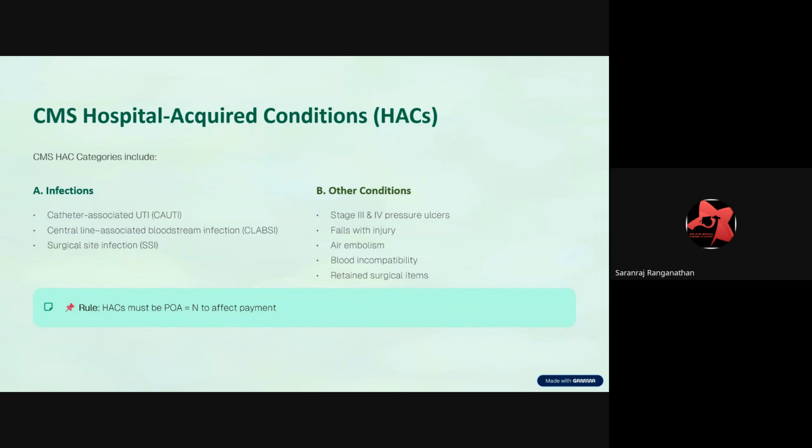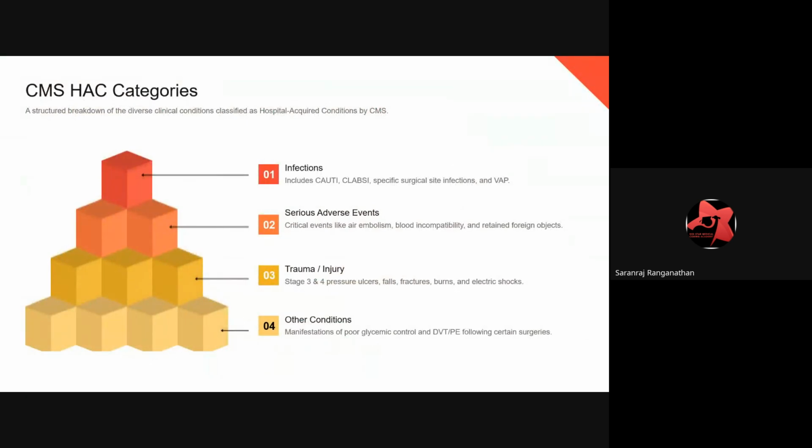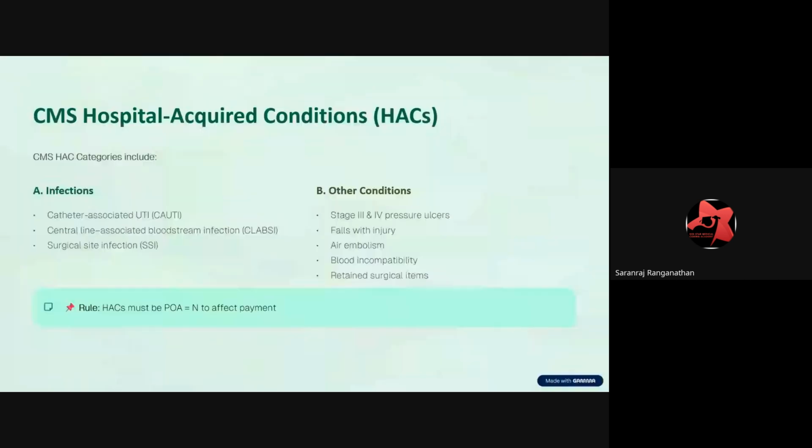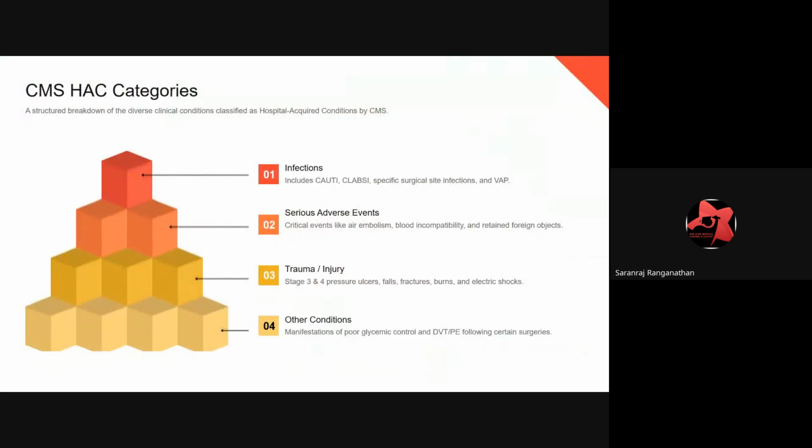Here, stage 3 and stage 4 come under trauma and injury, the third category. Then falls and injury, also trauma and injury. Air embolism comes under serious adverse event. Blood incompatibility also comes under serious adverse event. Then retained surgical items come under following certain surgery. Retained is also under the serious adverse event. So try to categorize in that way.